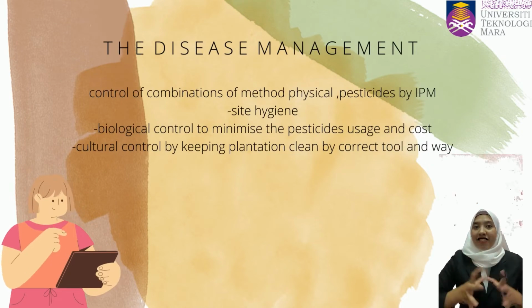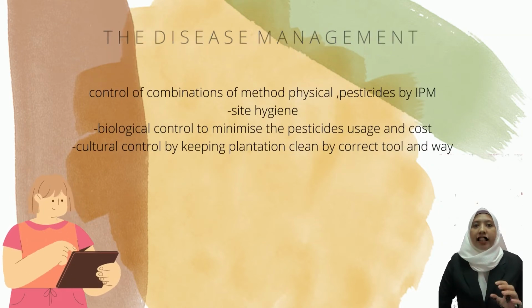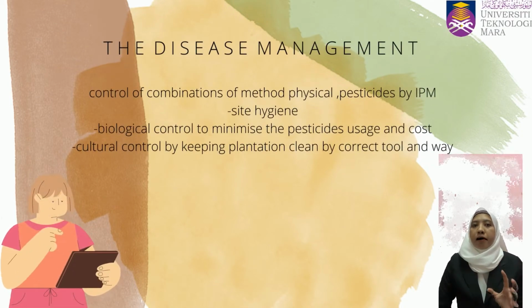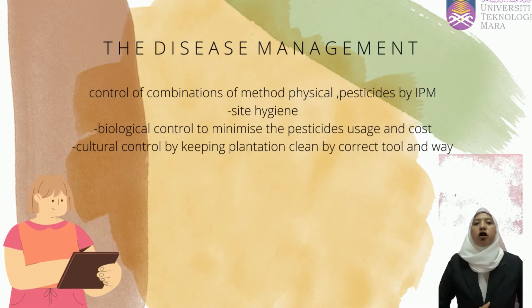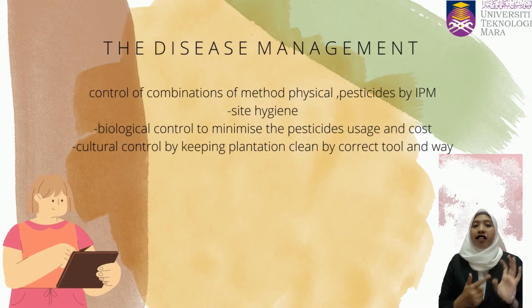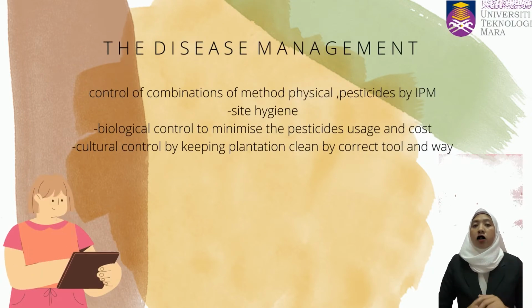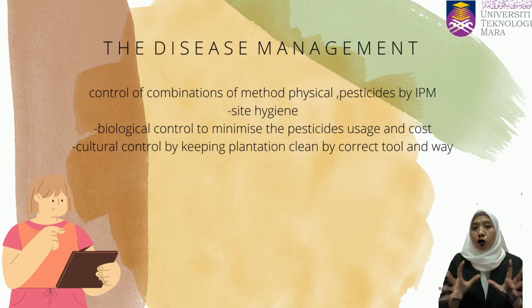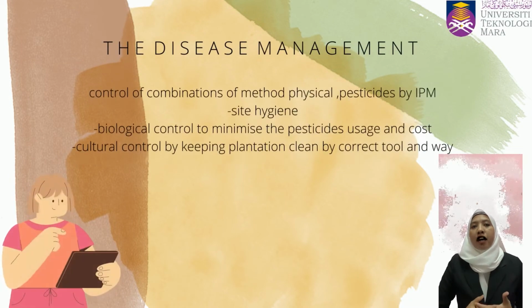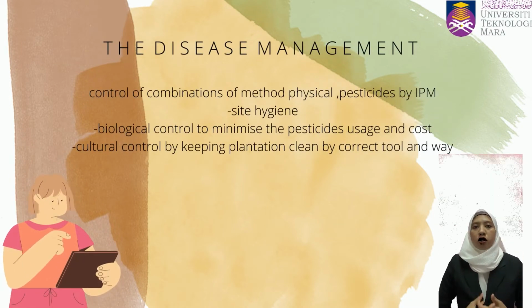To control the red ring disease, the Integrated Pest Management (IPM) approach is a combination of methods: physical, pesticides, site hygiene, and biological control, to minimize the use of pesticides and minimize the cost of control.